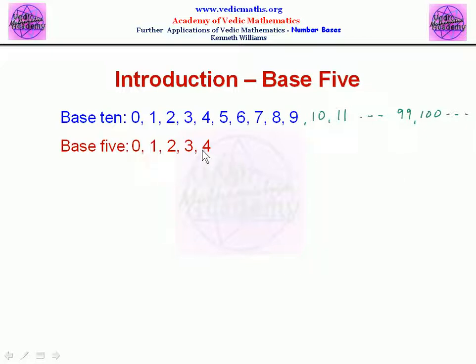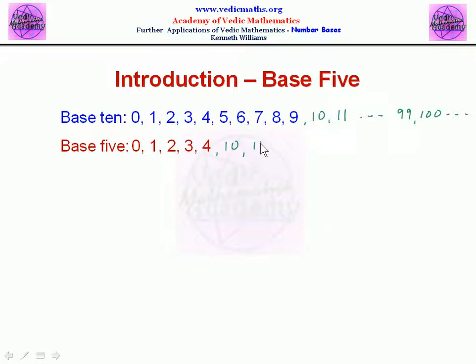In base 5, once we get to 4, we go to 10. Because we can only use the digits 0, 1, 2, 3, 4 in different combinations, and we can't use any number beyond 4. So after 4 comes 10, and that's equivalent to the number 5, because we know that after 4 comes the number 5 in base 10. So this 10 here is a base 5 10, but it's equivalent to 5.